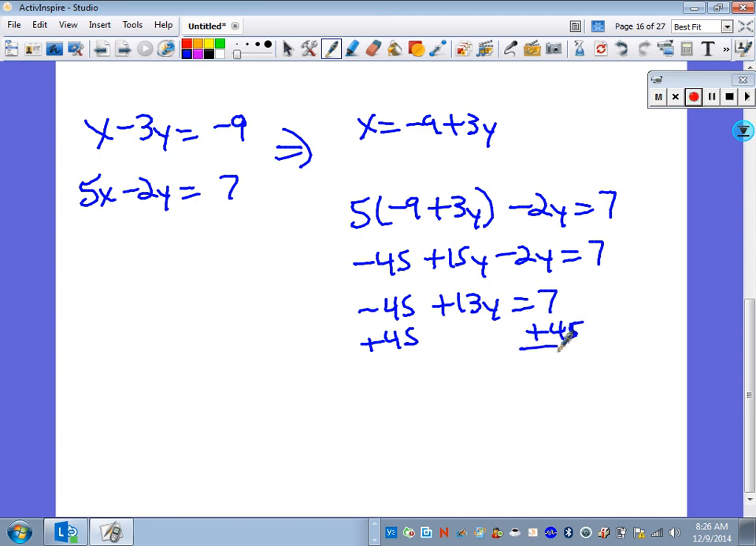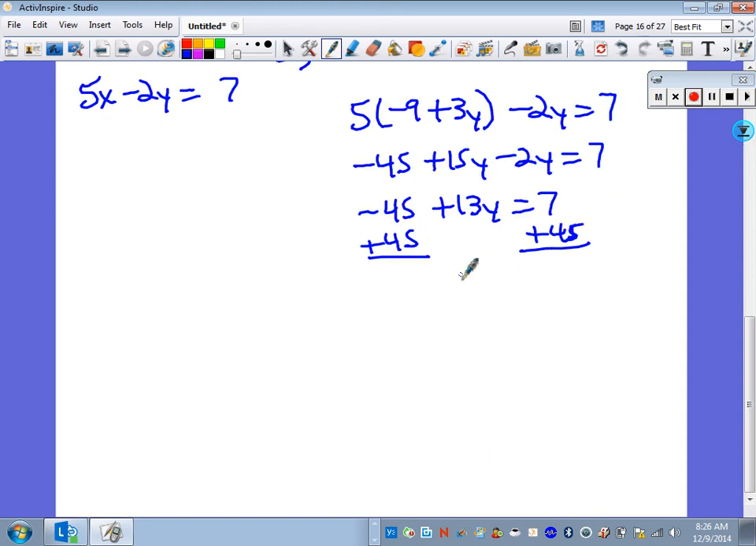I don't want to move y because then I'm going to have to do more work. So we got 13y, and then 45 plus 7 is 52. I know that when I divide both sides by 13, I get y equals 4. I know that because I play a lot of cards, and there are 52 cards in the deck, and 13 cards in each suit. If you know anything about cards, you got it.